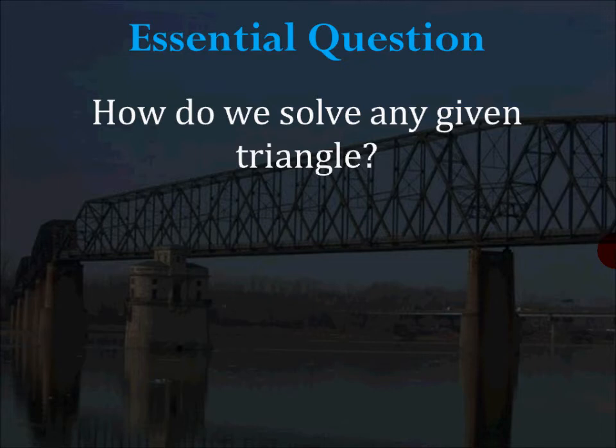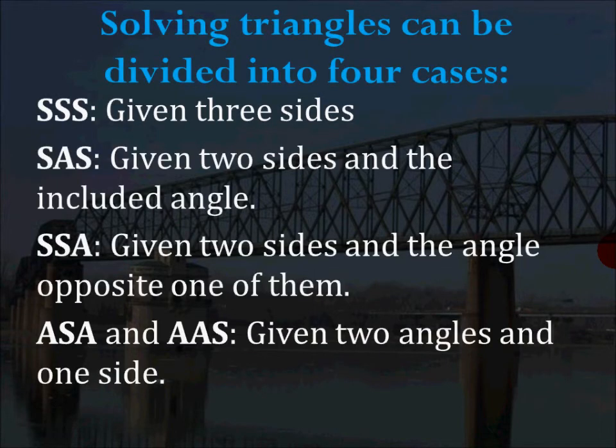Remember, to solve a triangle, you need to figure out all the sides and all the angles. So, solving triangles can be divided into 4 different cases. 1. We could be given all 3 sides. That's the SSS case. Some of these abbreviations should seem somewhat familiar to you based on what you remember in geometry. You could also be given SAS, which would be the 2 sides and the angle between those 2 sides. So the angle letter would be different than the side letters.